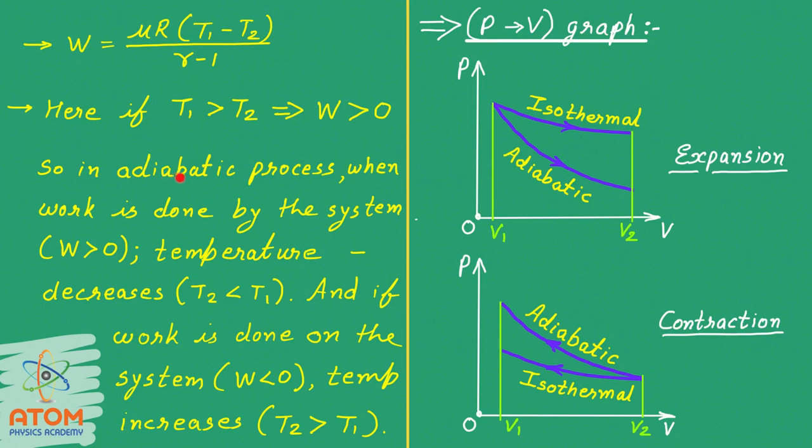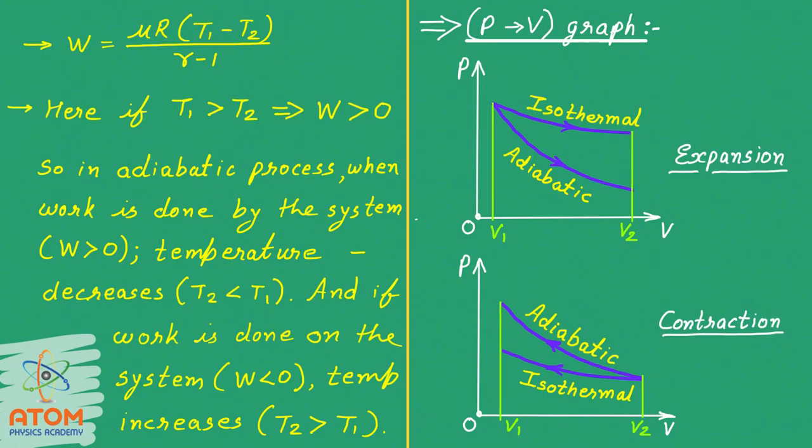So in adiabatic process, when the work is done by the system, means the work is positive, the temperature decreases, means T2 becomes less than T1, and vice versa. If the work is done on the system, means if the work is negative, then temperature increases. That means the final temperature will be larger than the initial temperature.